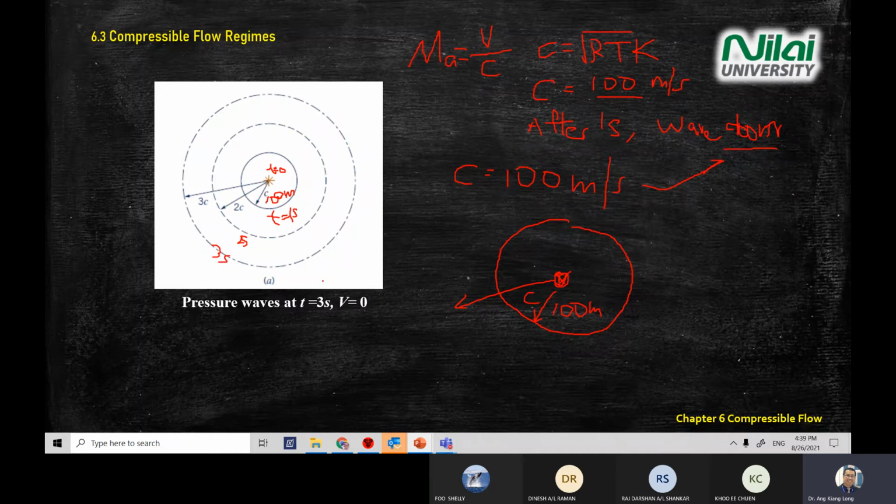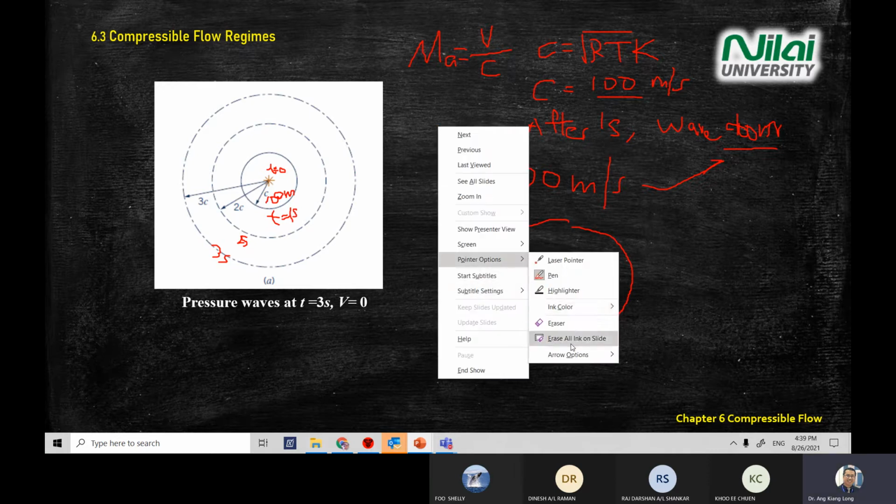If you don't know how to draw this diagram, let me know now. We're being asked to draw the pressure wave at 4 seconds, 5 seconds. Do you know how to draw it? If you don't understand how to draw this one, let me know now. Okay, I assume everyone knows. Next, I'm going to give you a more complex scenario.